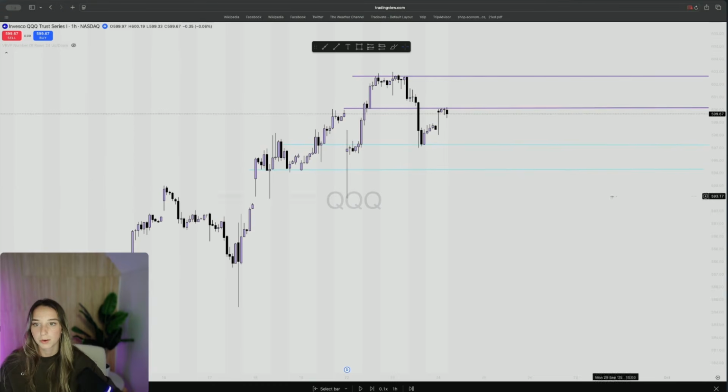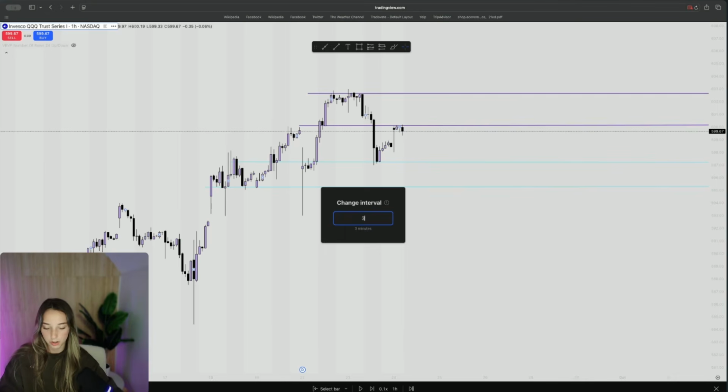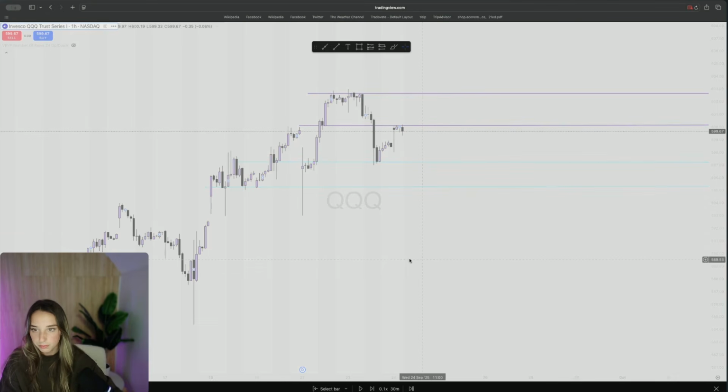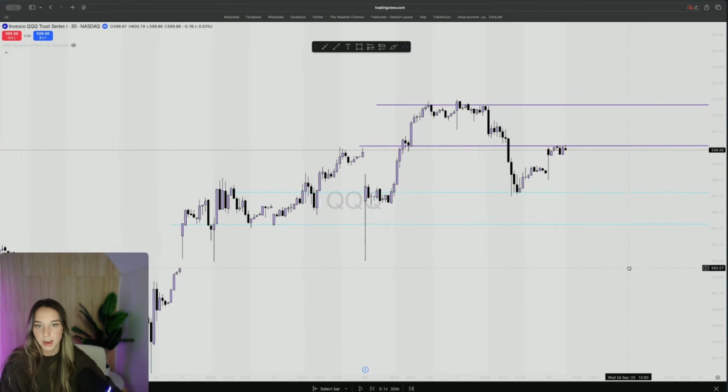So now that we have our levels marked out, the next thing that I also mark out are going to be supply and demand zones. Now for supply and demand zones, you actually want to go into the 30-minute time frame. So we're going to change up that time frame there, and we're going to be using the 30-minute time frame.